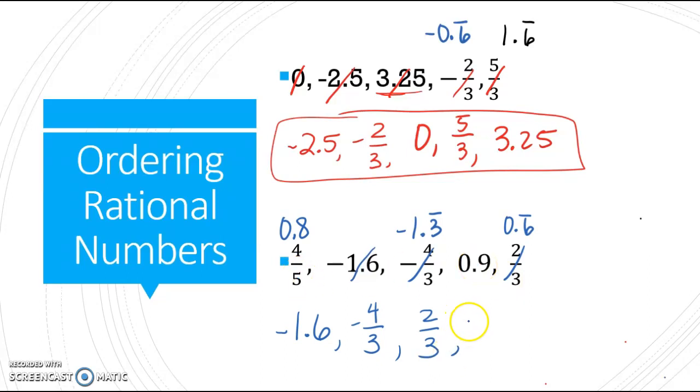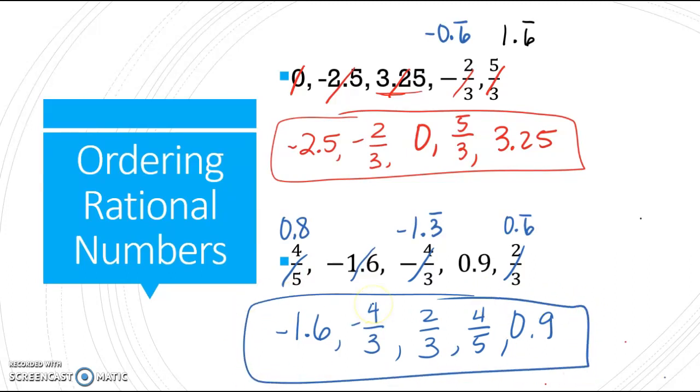Here, 4/5 is the next largest, giving us 9 tenths as our largest number. And that's in order from least to greatest. So we're going to go ahead and move on to adding rational numbers. We're going to start with decimals and we will end with fractions.